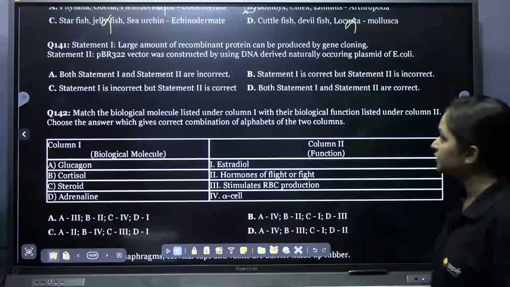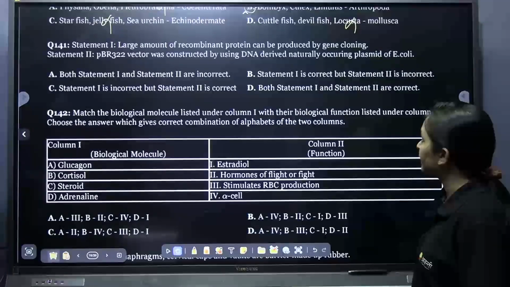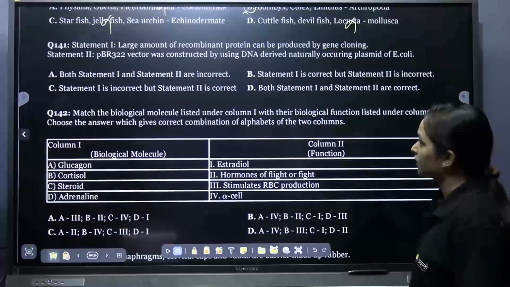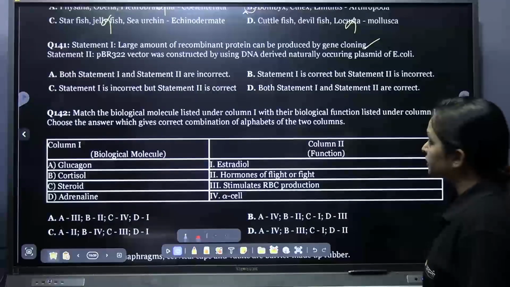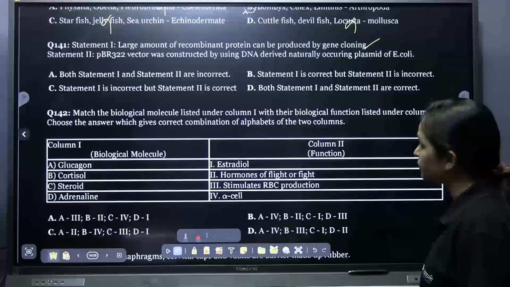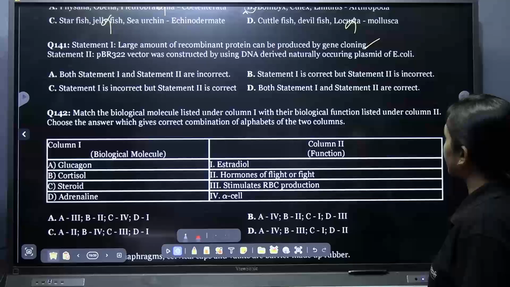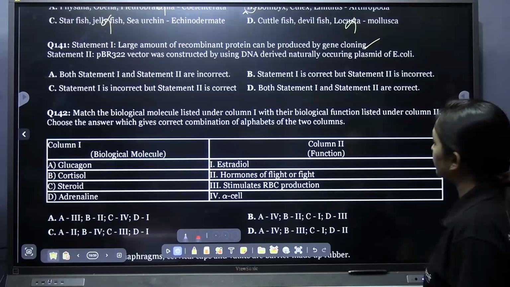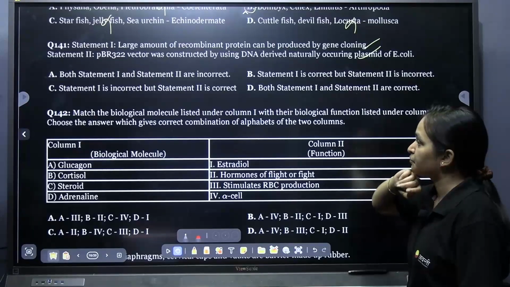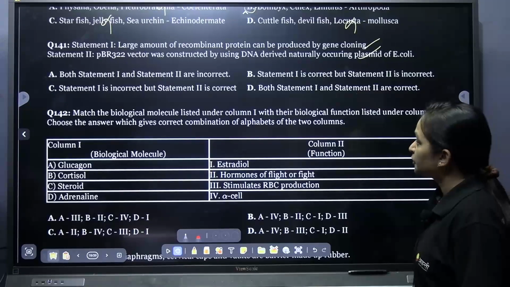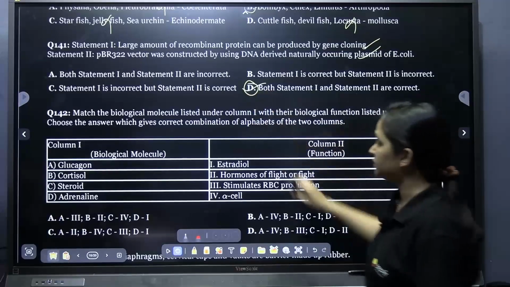Statement 1, large amount of recombinant protein can be produced by gene cloning. Yes. pBR322 vector was constructed using DNA derived from a naturally occurring plasmid of E. coli. Okay, this is also correct. Direct statement from the NCERT. So statements 1 and 2 both are correct. D4 is the correct answer.